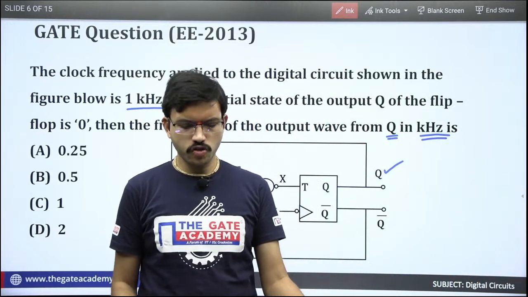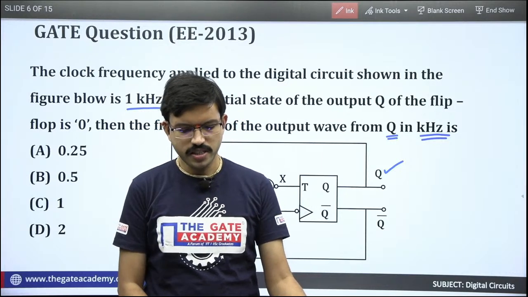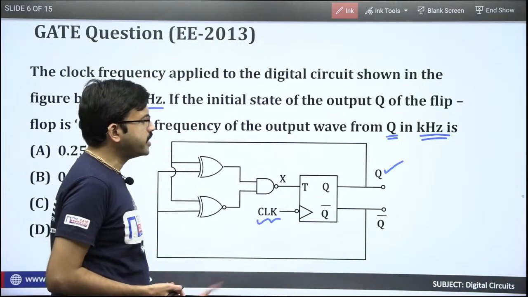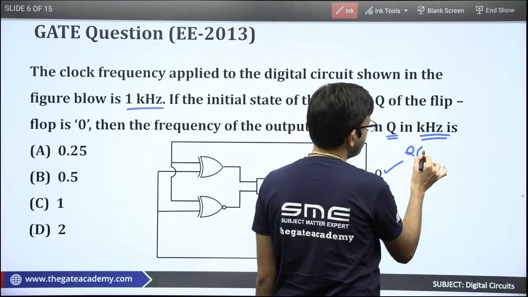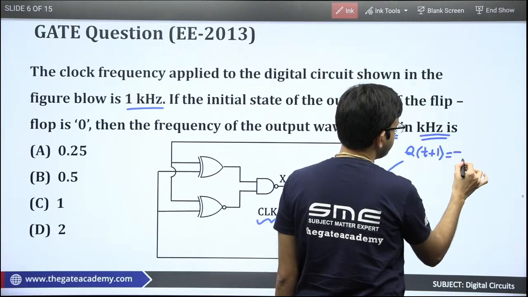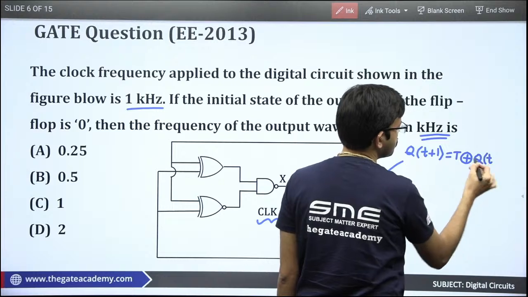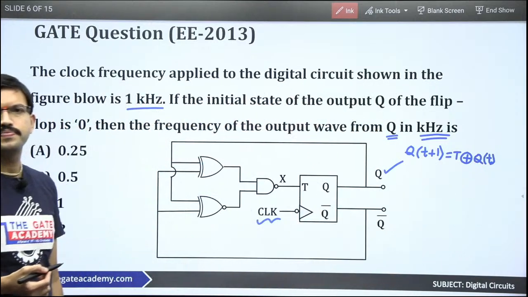All of you try to solve. Just tell me what is the T value. First write the characteristic equation of T flip flop, that is Q of t plus 1 equals T exclusive OR Q. Q of t plus 1 equals T exclusive OR Q. Now just find the T value.